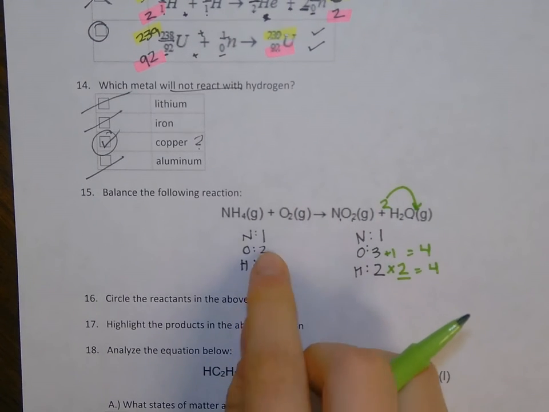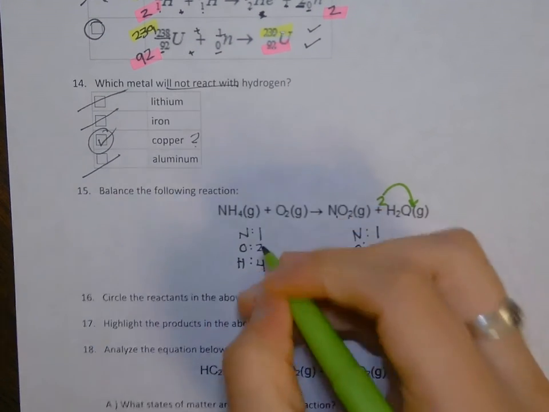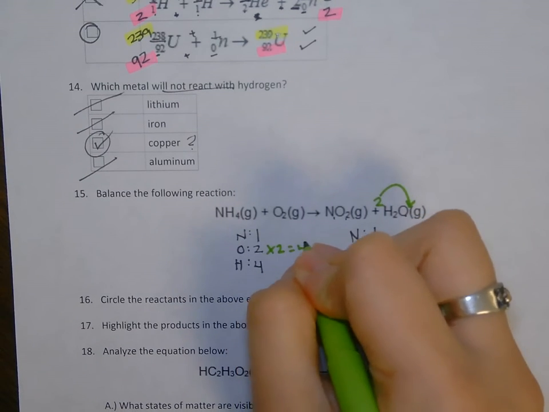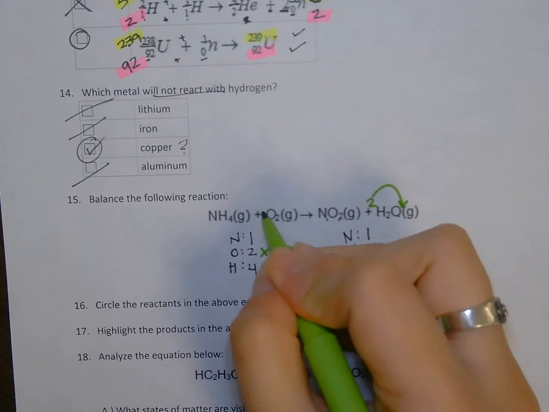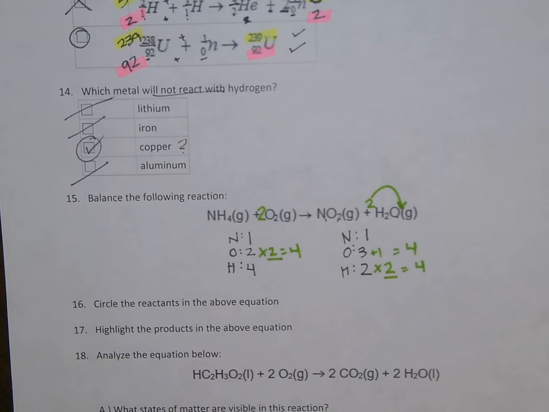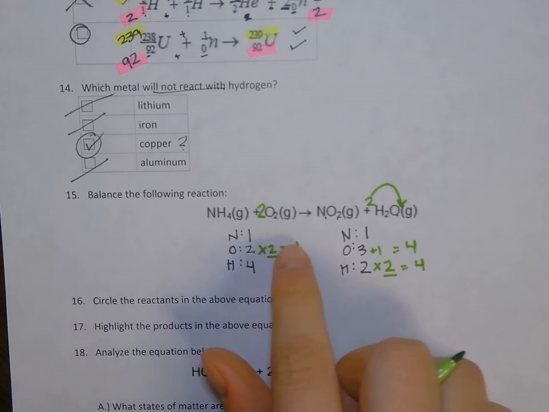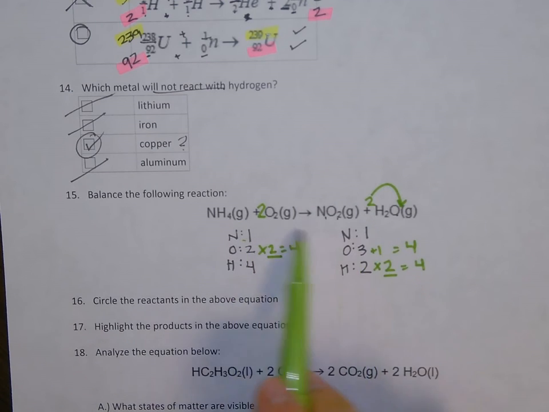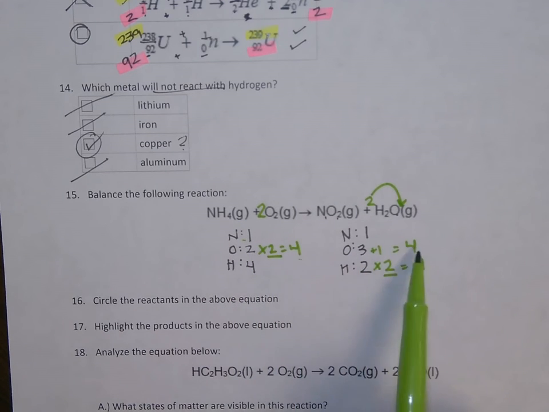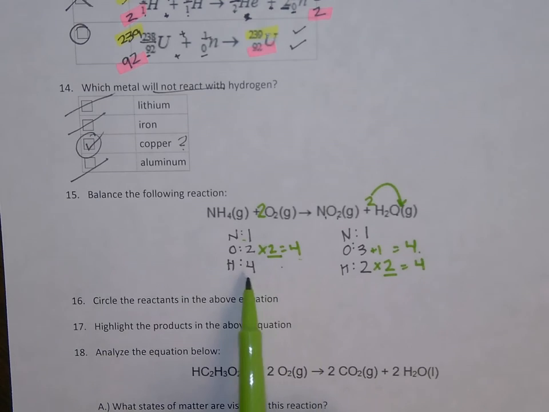Now I look at this side and I have 2 oxygens over here. I can multiply this one by 2 to equal 4. To do that, I have to put this 2 coefficient in front of this oxygen. And now I look and I am absolutely balanced. I have 1 nitrogen on both sides. I have 4 oxygens on both sides, and I have 4 hydrogens on both sides.